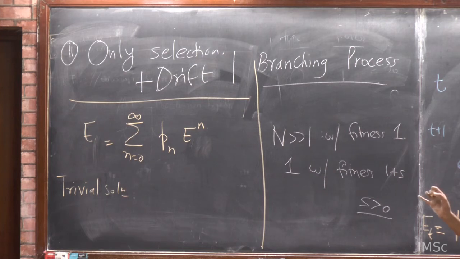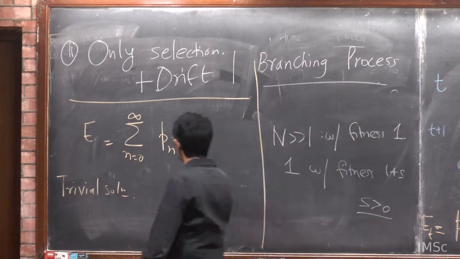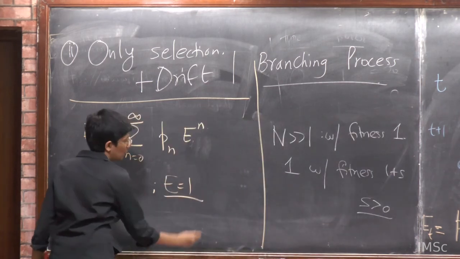What's the trivial solution here? Just stare at it. Somebody said something? E equal to 1. Why is that? Yeah, very good. Because we know summation Pn should be 1. That's normalized. So if I set E equal to 1 on both sides, I get indeed 1 equal to 1. The trivial solution here is E equals 1.